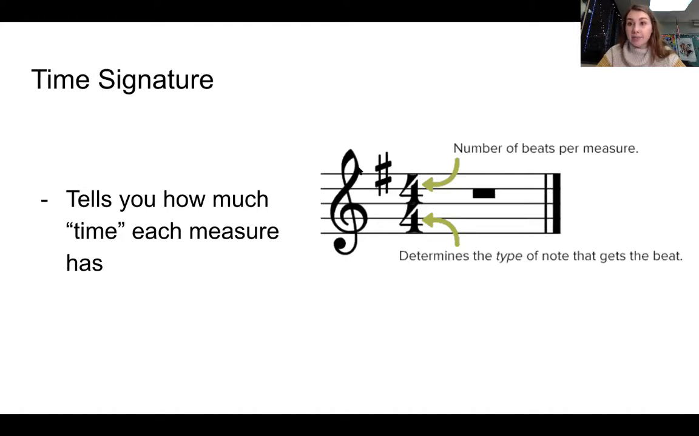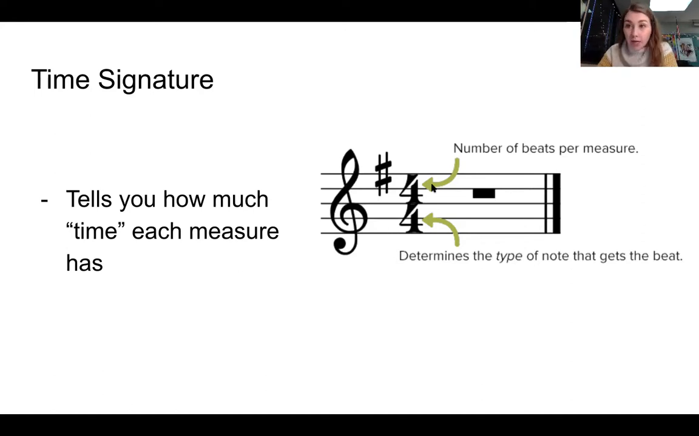Next, we have a time signature. Now, your assignment today asks you about the top and the bottom number of the time signature, so I want to talk about those more in depth today. A time signature by itself, the whole thing, tells you how much time each measure has. Time in music is divided up into two things: how many beats there are, and what gets the beat. How do you know what the beat is? A time signature tells you that.